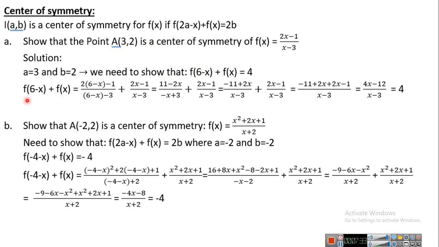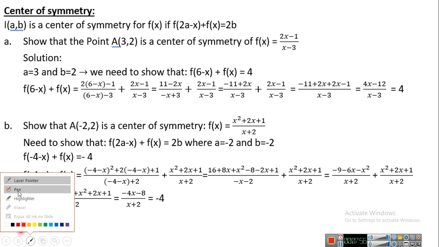So I'm going to start with f of 6 minus x. You go to f of x, and for these two x's you replace them with 6 minus x. So 2 times (6 minus x) minus 1 over (6 minus x) minus 3, plus f of x as it is. If you expand, 12 minus 1 is 11, minus 2x, over minus x plus 3, plus the other one.